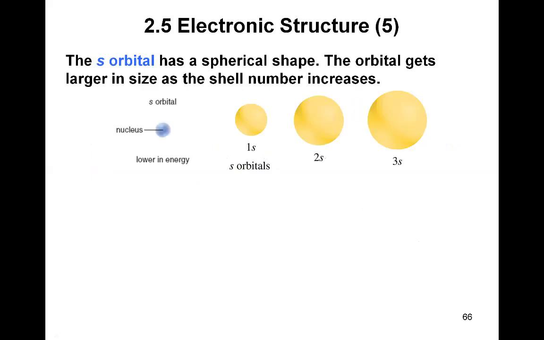So what are the shapes of these orbitals, of these regions of high probability of finding the electrons? The s orbital has the simplest of the shapes. It's a spherical shape, centered around the nucleus. The difference between the 1s, the 2s, and the 3s orbitals is the size. As you move up in shell numbers, you have a larger orbital. 2s is larger than 1s, and 3s is larger again, also centered around the nucleus.